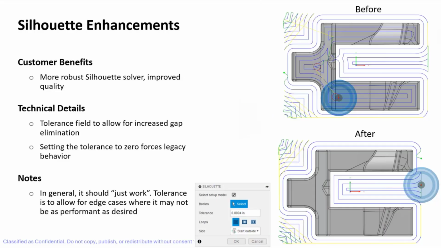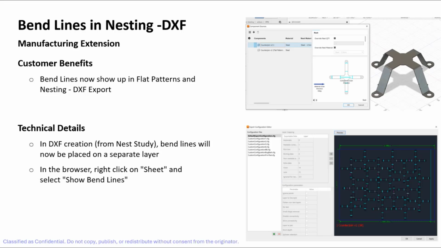Silhouette enhancement, a more robust silhouette server, improved quality. Tolerance field to allow for increased gap elimination, setting the tolerance to zero forces legacy behavior. Bendline in nesting, the DXF bendline now shows up in flat patterns and nesting DXF export. That means in the old version, the bendline wouldn't be shown on the flat pattern, but right now it's showing in the flat pattern. That's our improvement.